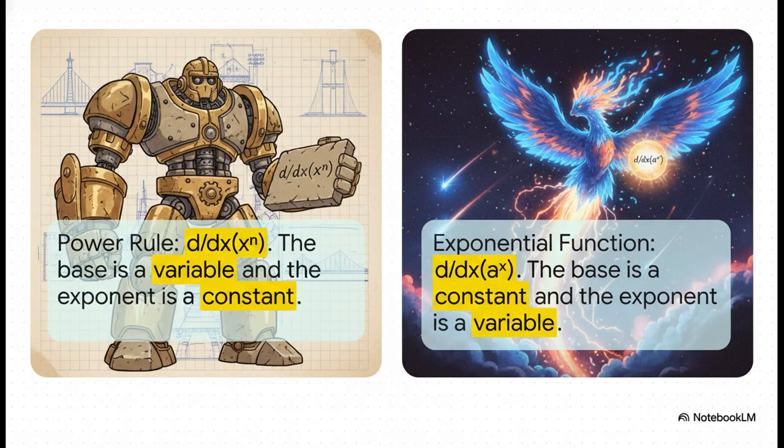And this right here is the key difference we've got to wrap our heads around. On the left, that's the power rule you know and love. Variable on the bottom, constant up top. But on the right, that's what we're tackling today, an exponential function. The base is a constant, and the variable is up in the exponent. They might look kind of similar, but in the world of derivatives, they are completely different animals. And trying to use the power rule on an exponential function, that's probably the number one mistake people make. So we need a new set of rules.